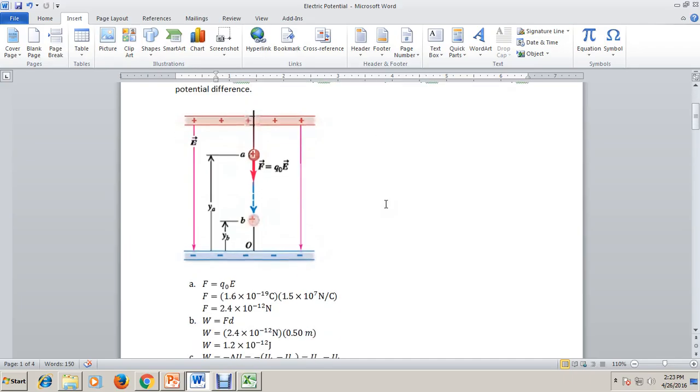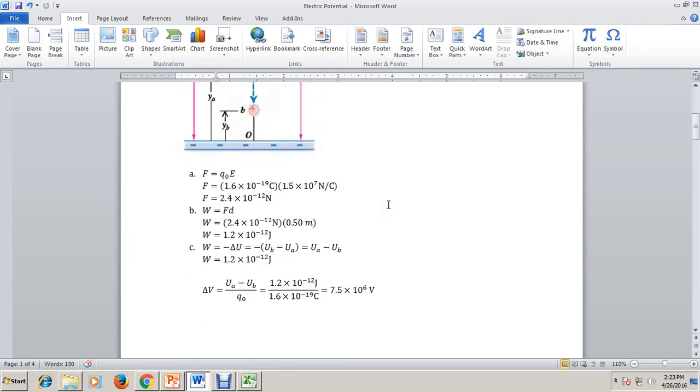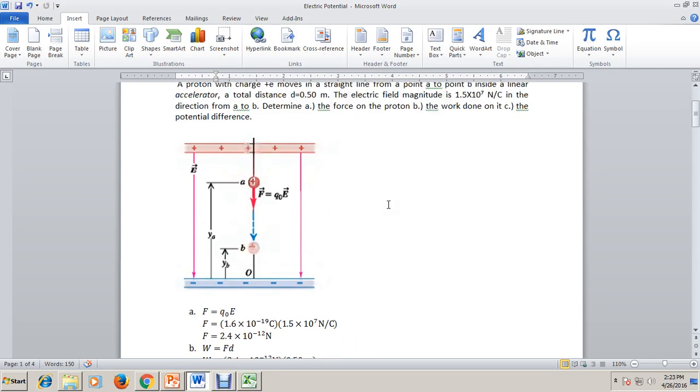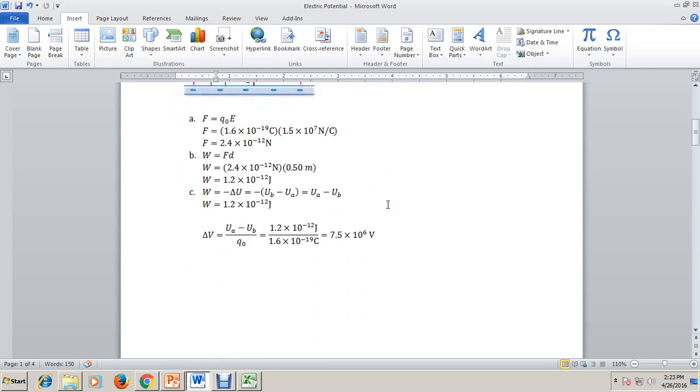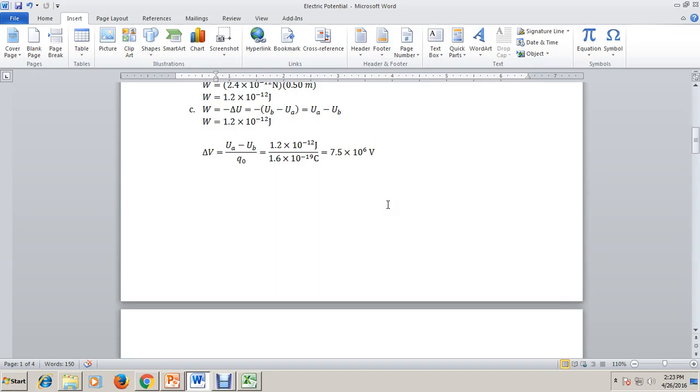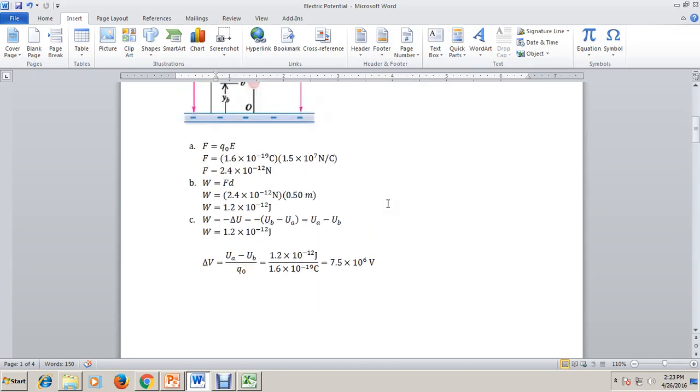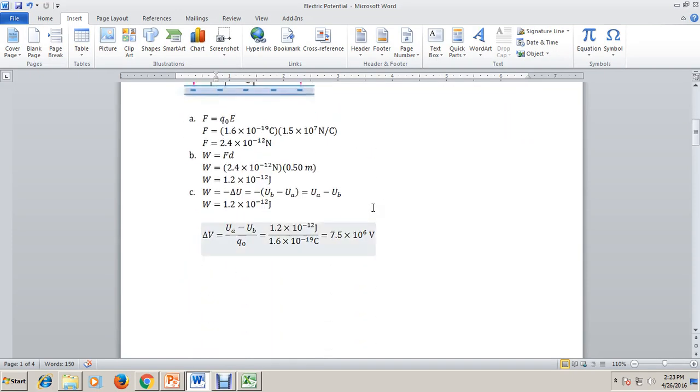Okay, so before we proceed with the computation, let me go through the corresponding concept of the potential or the potential difference. First, recall that work is equal to the negative change in potential energy.